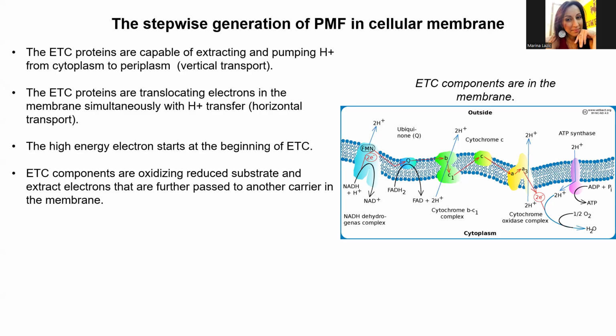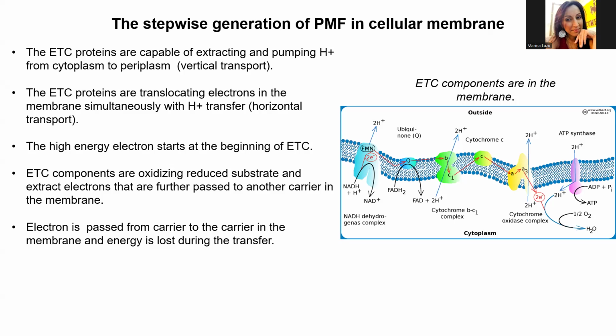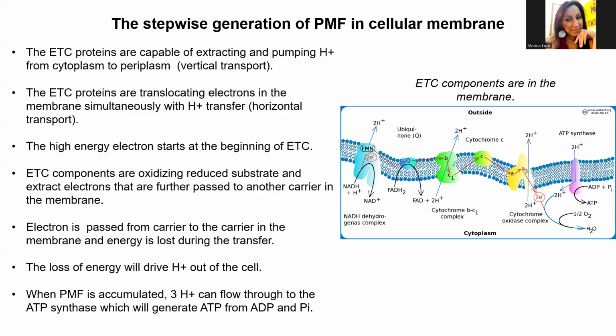So whenever something releases electrons and gets oxidized, something else in the membrane will accept those electrons and become reduced. And then this fully reduced compound will release those electrons and become oxidized and give that electron to another compound that becomes reduced. So this electron passage from carrier to carrier is happening in the membrane. And during that transfer of electrons, a certain amount of energy is lost. That loss of energy is used to drive protons outside of the cell. So that's how you get creation of that PMF, or proton motive force.